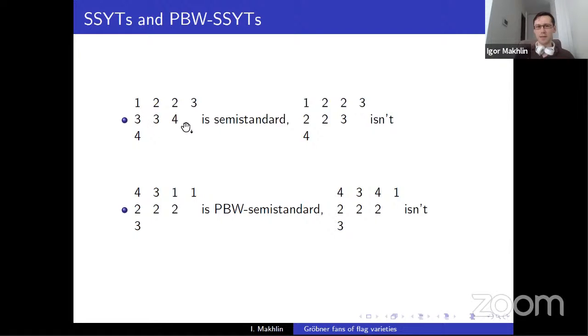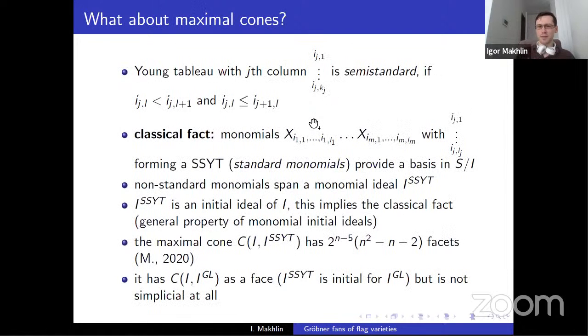So this is a Young diagram. A Young tableau is a Young diagram where we have a number in every cell. And then this here is not semi-standard, right? Because here in this column, they are not strictly increasing. Okay, so I hope this makes sense.